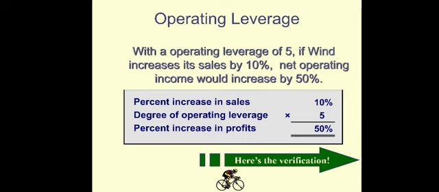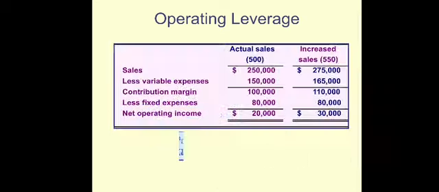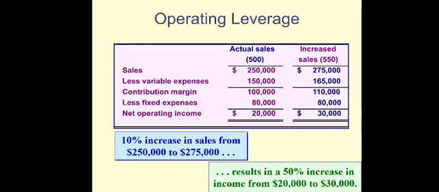So you can verify the number in this income statement. This is the actual sales, with 20,000 profit. If there is a 10% increase in sales, the sales will increase from 250,000 to 275,000. So we have predicted that if sales increase by 10%, the profit will increase by 50%. Is the prediction correct or not?